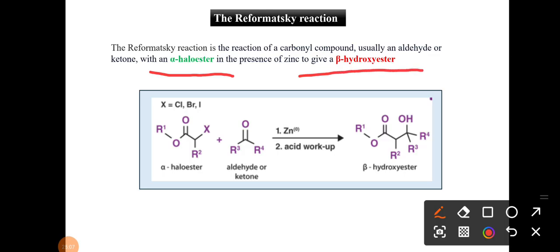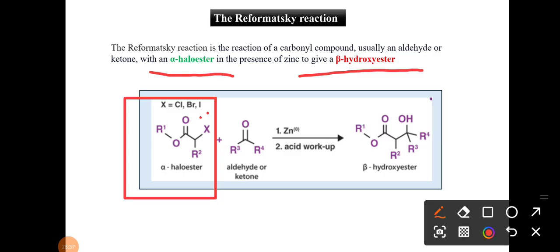So in the reaction you can see this one, that is your alpha halo ester, right? So what is the alpha? That is the alpha halo, in that X here. So that is the alpha halo ester, here is the ester, and at the alpha position there is X. X can be chlorine, bromine, iodine, whatever, right? So that alpha halo ester reacts with your aldehyde or ketone, or simply we can say our aldehyde or ketone reacts with the alpha halo ester in the presence of zinc, okay.